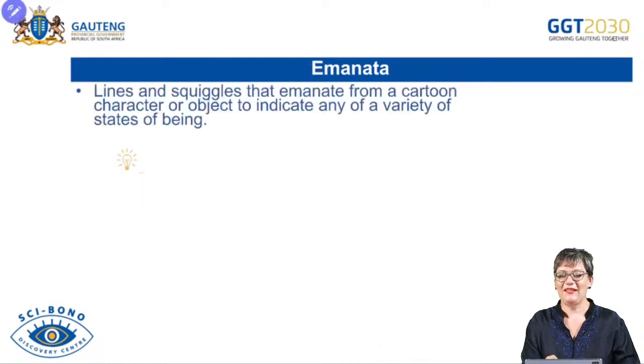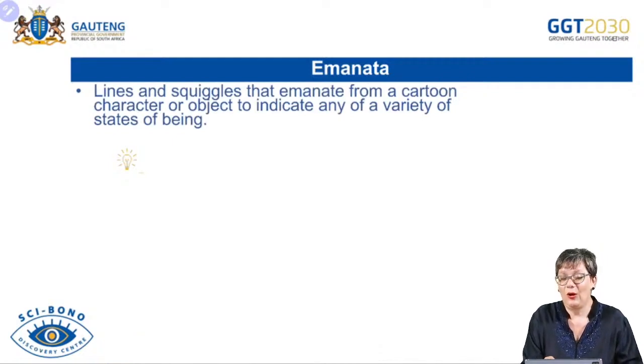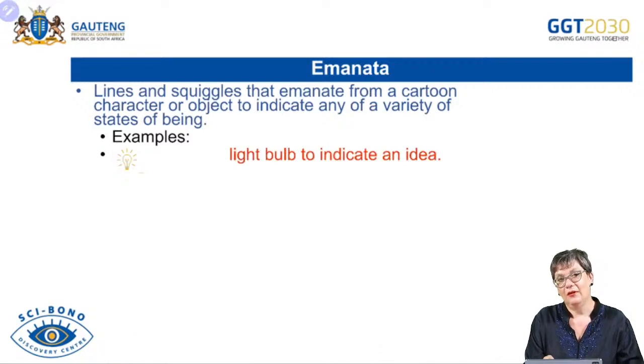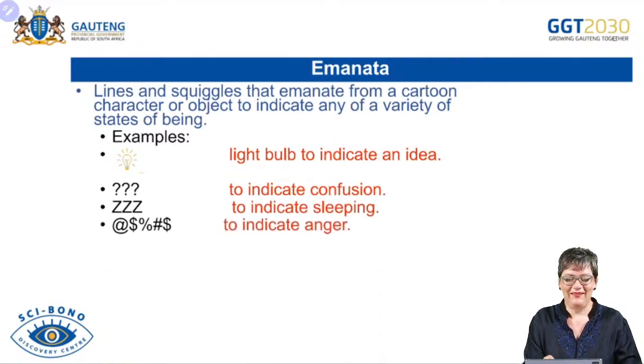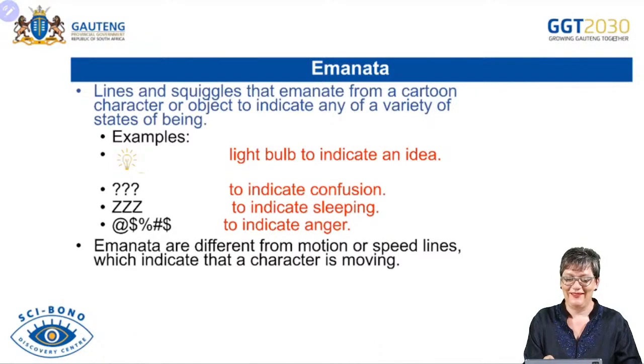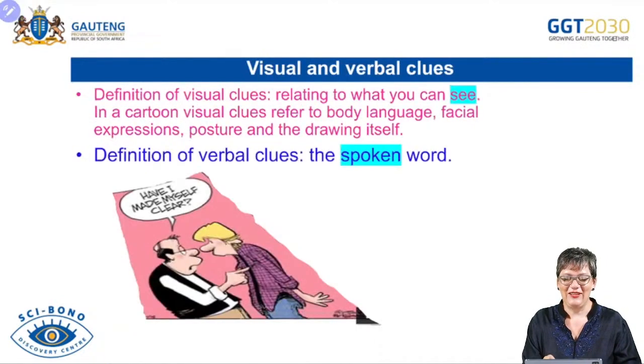Now I'm going to teach you a new word. And this is something that you might recognize, but I don't know if you knew what it means. Emanata. Emanata is to show us different states of being. I'm sure you've seen a light bulb. A light bulb means an idea. Question marks are usually confusion. The Z's show us that somebody is sleeping, and all those kinds of letters. So somebody is really angry. He's probably swearing. Right. So this is just for interest's sake.